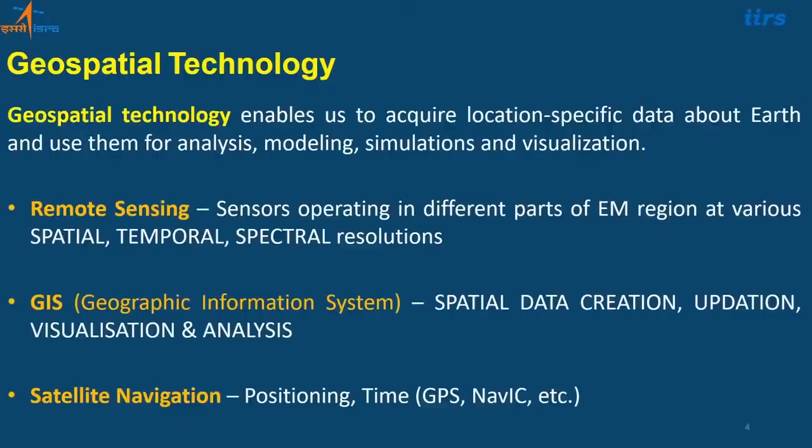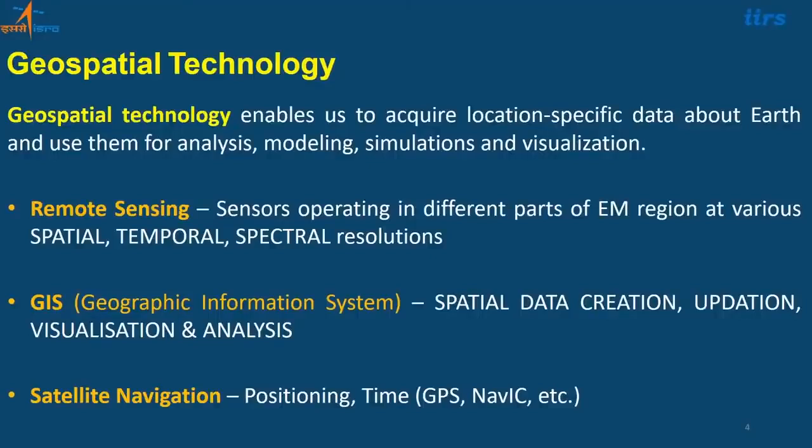If we talk about geospatial technology, it enables us to acquire location-specific data about Earth and use it for analysis, modeling, simulation and visualization. It consists of two major technologies, or three, I will call three major technologies associated with it. The first one is remote sensing, the second one is geographic information system, and the third one is satellite navigation, that is the positioning and timing information that we get from the satellites. How do we get it? But the focus of this lecture will be on remote sensing and GIS.